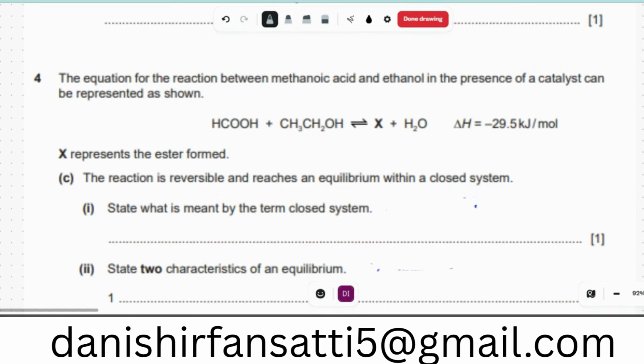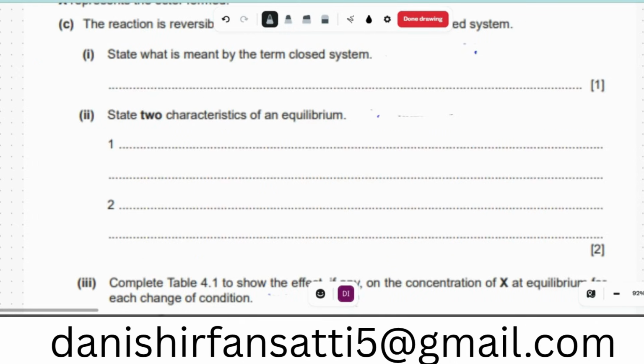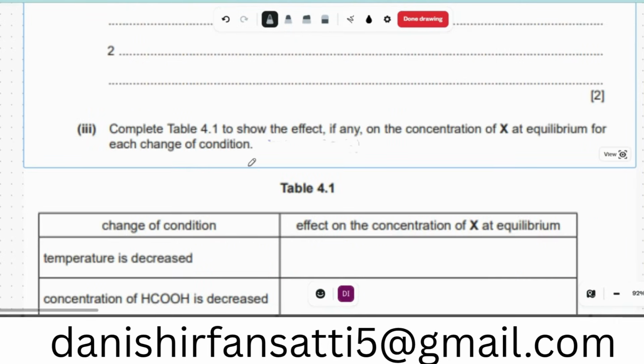The reaction is reversible and reaches an equilibrium within a closed system. State what is meant by closed system. Closed system means nothing can enter or leave the system. State 2 characteristic of equilibrium. Rate of forward reaction is equal to rate of backward reaction, and concentration of reactant and product are constant when they reach equilibrium.